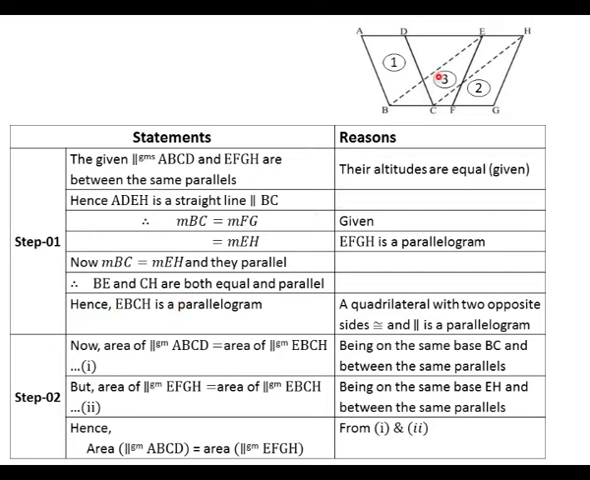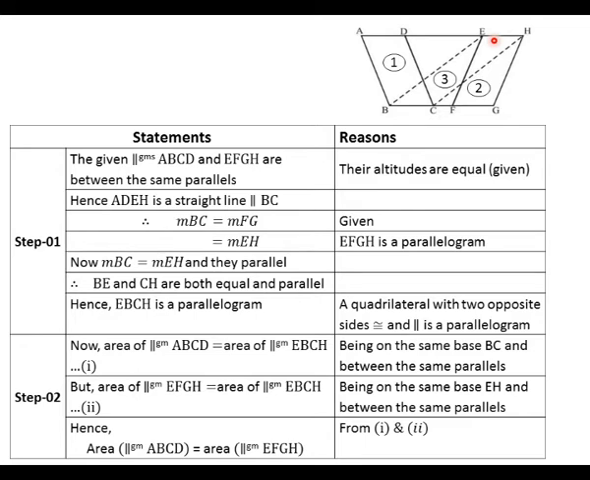Why is EBCH a parallelogram? I just told you that BC is equal to FG and FG is equal to EH. It means BC and EH are equal and they are parallel as well.